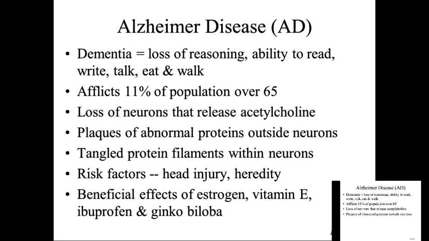Alzheimer's or dementia is the loss of reasoning, the ability to read, write, talk, eat, and walk. It affects more than 10% of the population over the age of 65. And there's loss of neurons that release acetylcholine. And we know acetylcholine is a very, very important neurotransmitter to the central nervous system. Risk factors are head injury, also hereditary. And another risk factor now is high blood sugar, because if you look at Alzheimer's, you'll hear mention of type 3 diabetes. But there are some beneficial effects of estrogen and vitamin E, ibuprofen, ginkgo biloba. There are some benefits there.